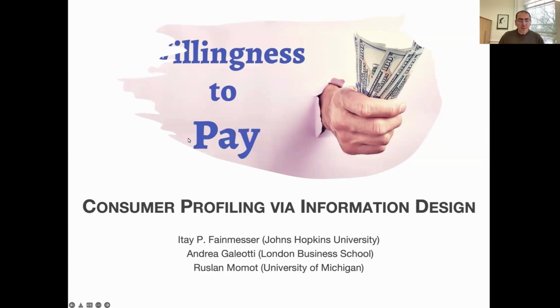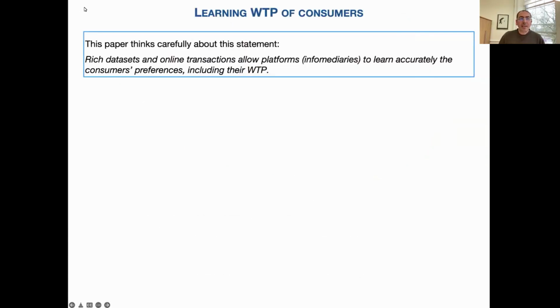So the motivation is very simple and is based on this statement. What we are going to do in this paper is think carefully about this statement. We always think that rich data sets and online transactions allow intermediaries, let's say platforms, to learn the consumer preferences, including the willingness to pay. Okay? And what this paper really tries to think is to what extent indeed an intermediary like a platform can learn the willingness to pay of consumers.